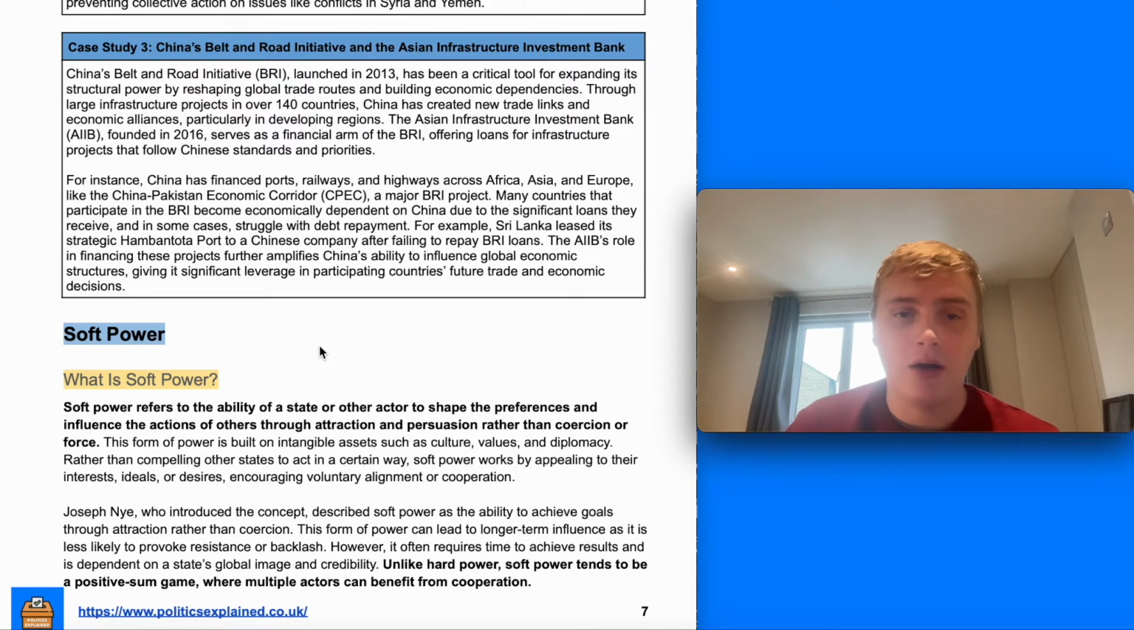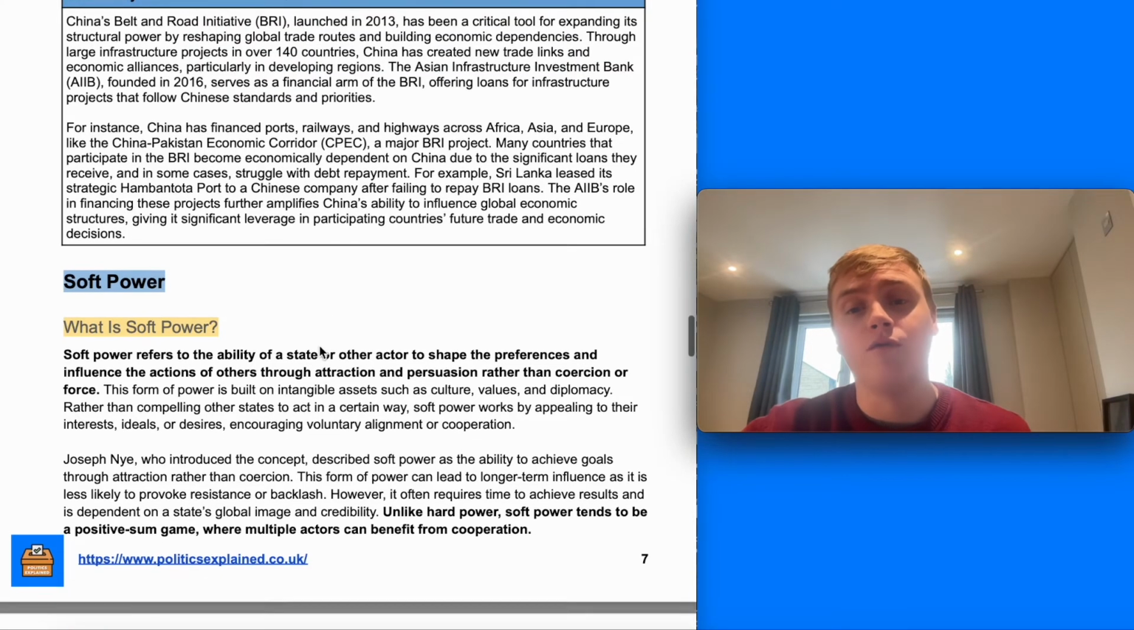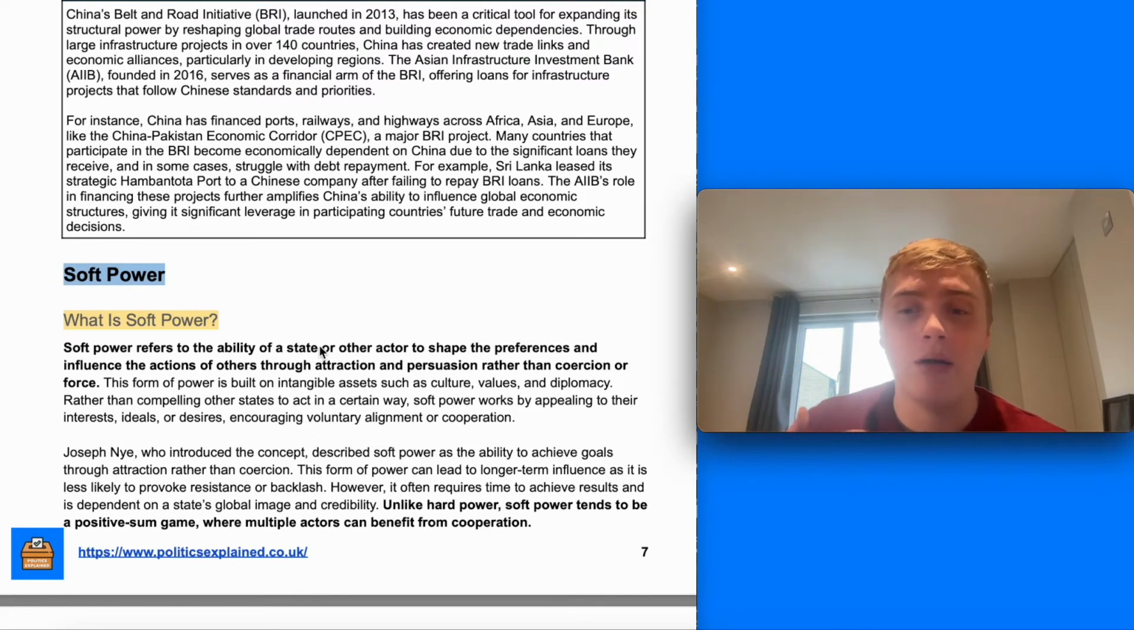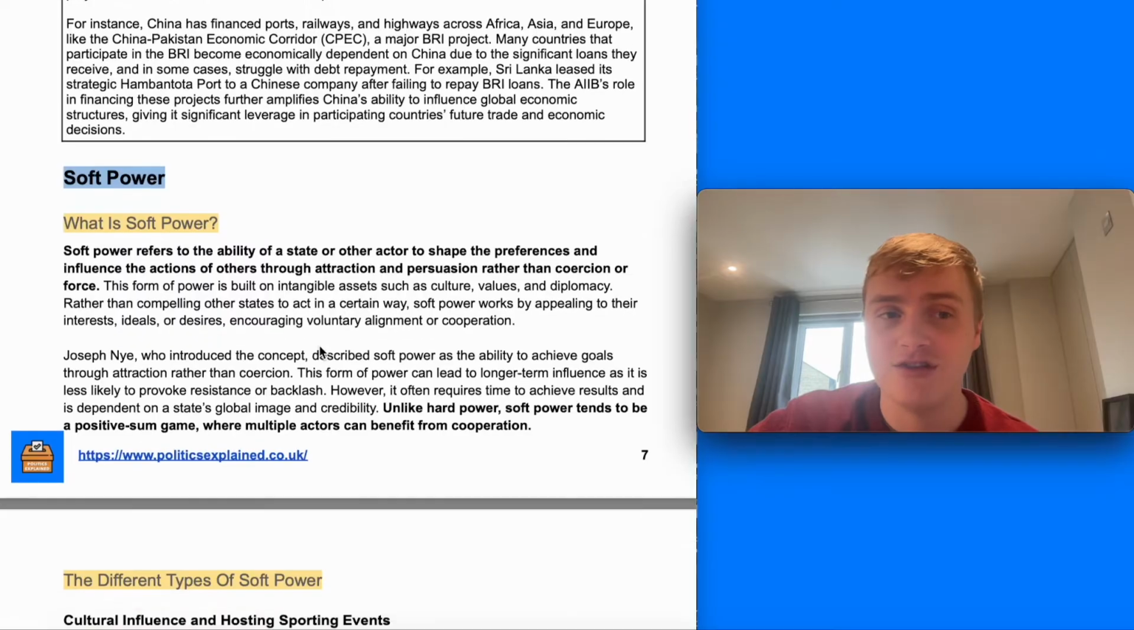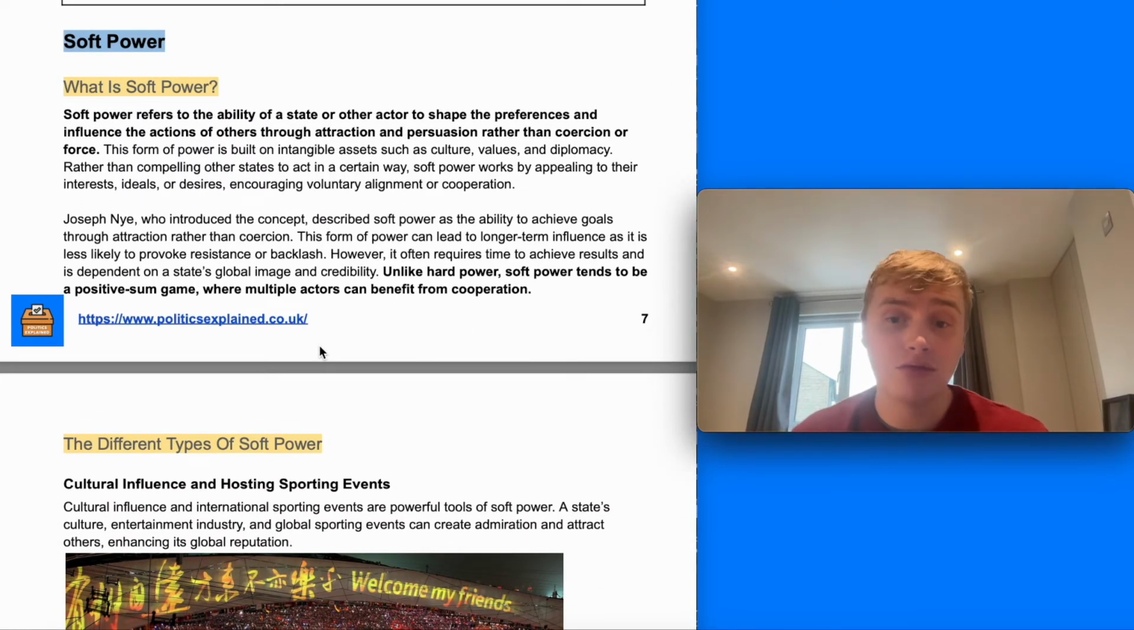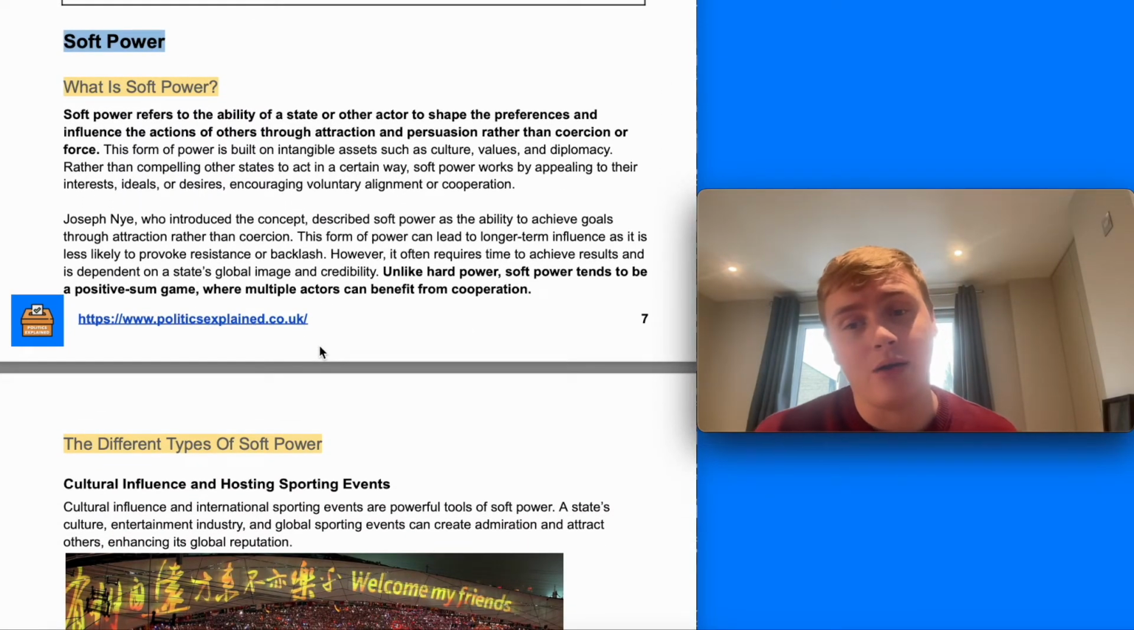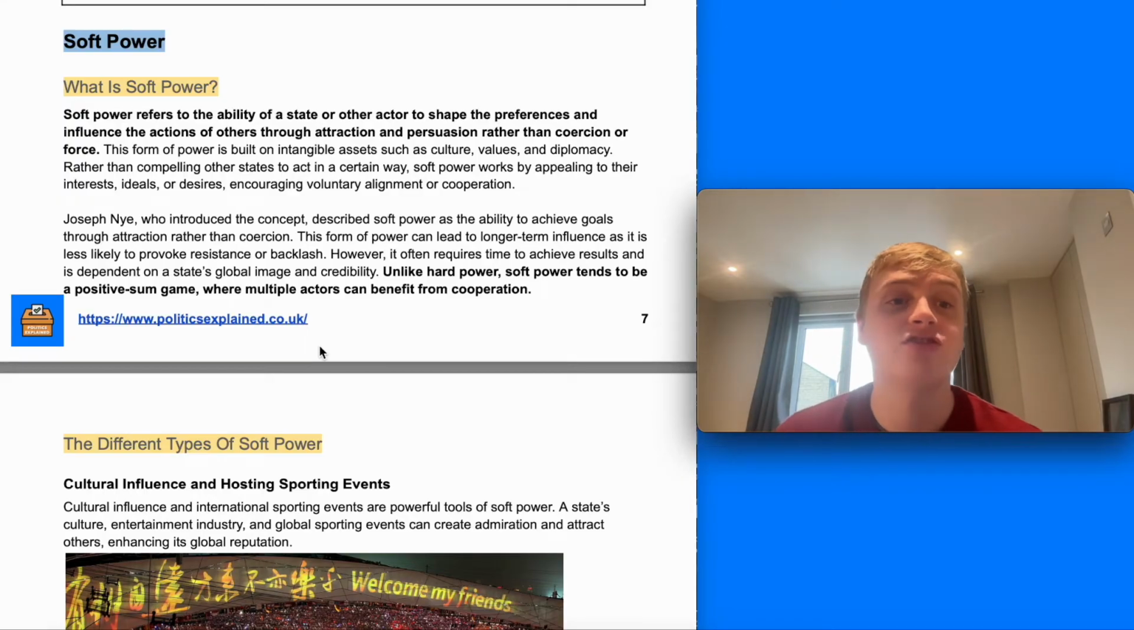So that's the Belt and Road Initiative. We'll look at that in more detail in a future video as well, but that's another example of China seeking to gain structural power and hard power over other countries. So that was hard power, looking at 3 key types: military power, economic power, and structural power. What we're going to have a look at now is soft power.